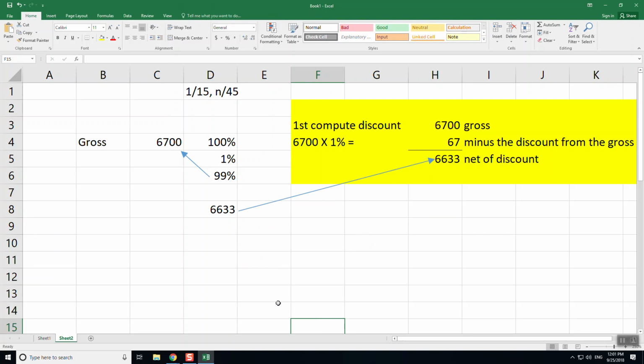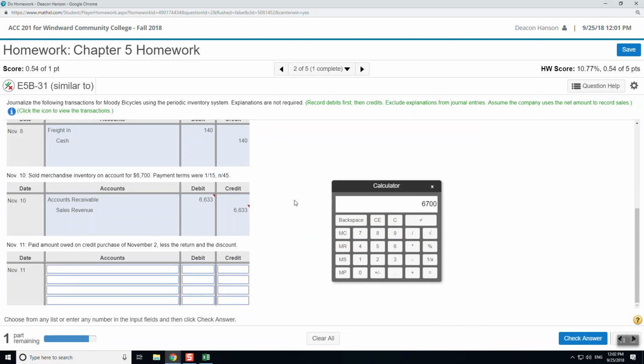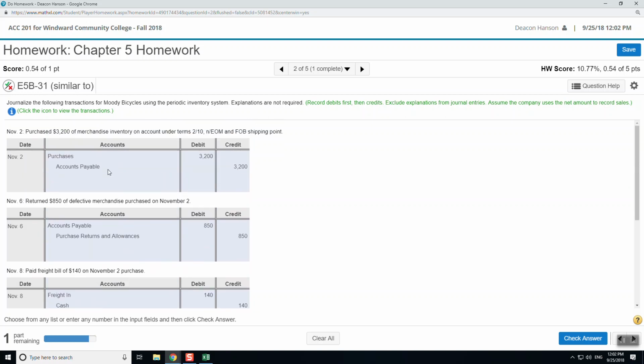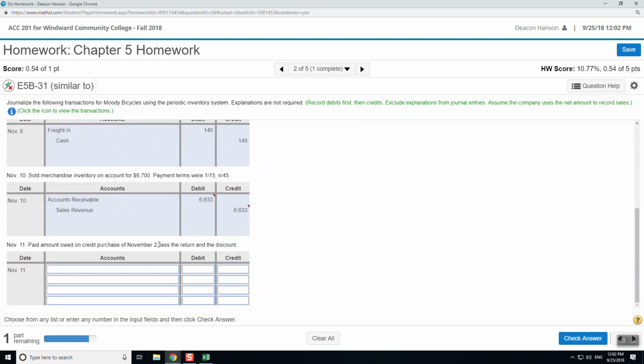Okay? Does that make sense? So now we kind of got stumped because we had to do it the net way and we got it wrong and we went ahead and clicked through. Okay. Now it says pay the amount owed on credit purchase from November 2nd, less the discount. So this one is not done in the net method. The purchase wasn't. Okay, so let's see. They go ahead and tell you less the discount.